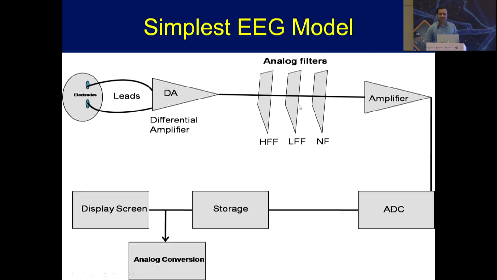Then there are analog filters. So there is a hardware filter within the EEG machine which filters the activity. Subsequently this activity is again amplified. In the case of a digital machine, this analog signal is converted to a digital signal by an analog digital converter, which is the core of digital machines. It is stored on the computer, and when we review the EEG, this digital signal is again converted to an analog signal on the computer screen, and that is how we see the EEG. So that is the simple model of the EEG machine.